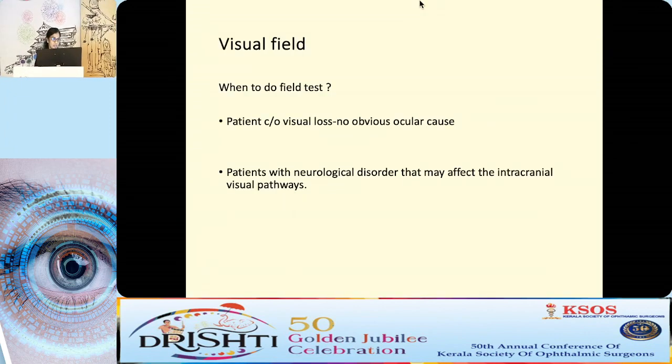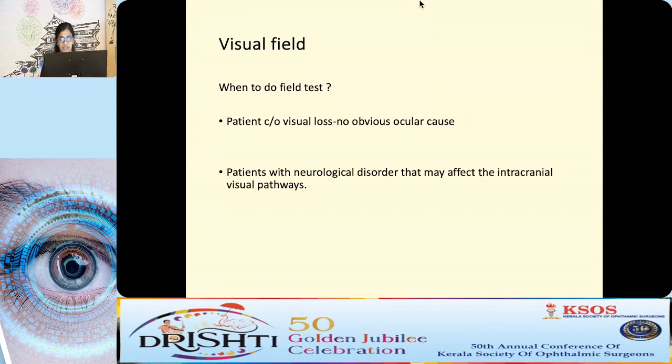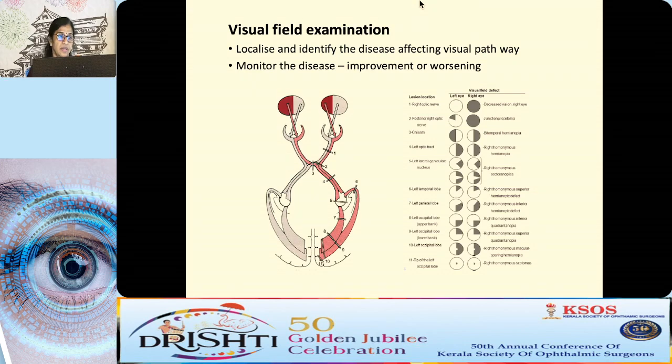So, visual field evaluation is an important test modality in neuro-ophthalmological examination. So, when to do a field test? When visual loss is there and there is no ocular finding, or if there is a neurological disorder that may affect the intracranial visual pathway. To locate the lesion, we need to do visual fields.